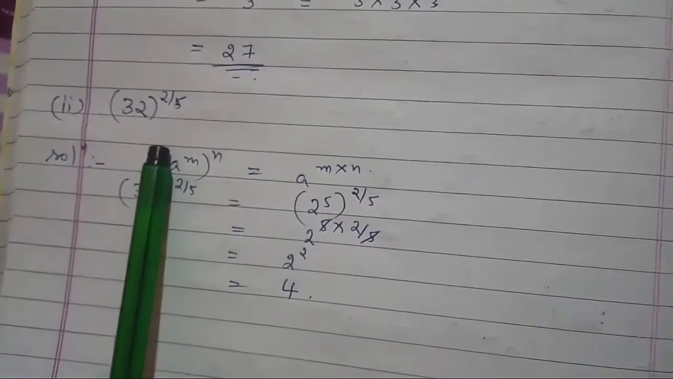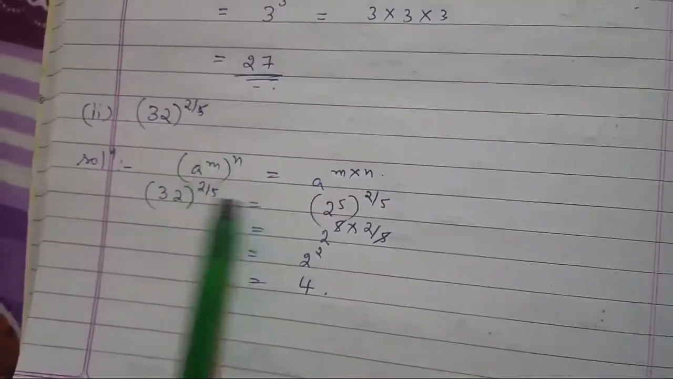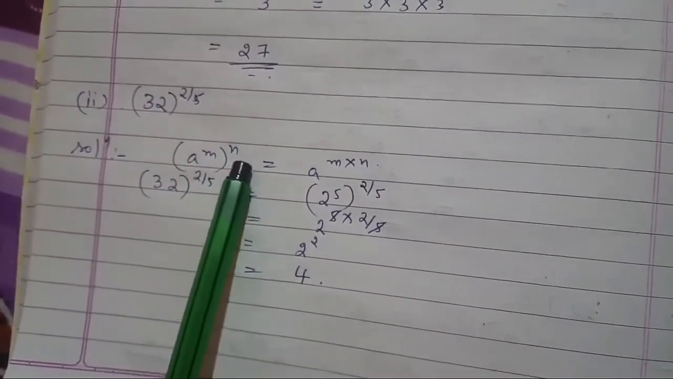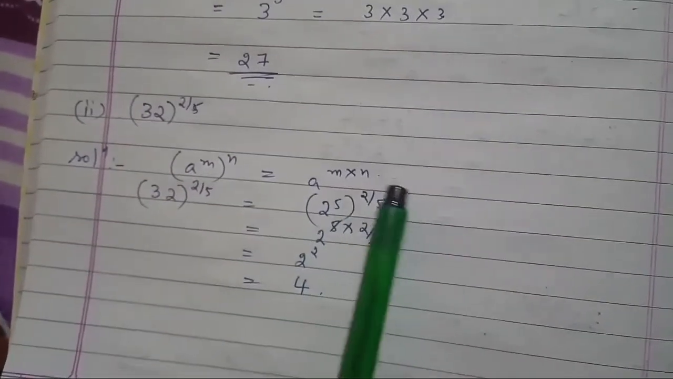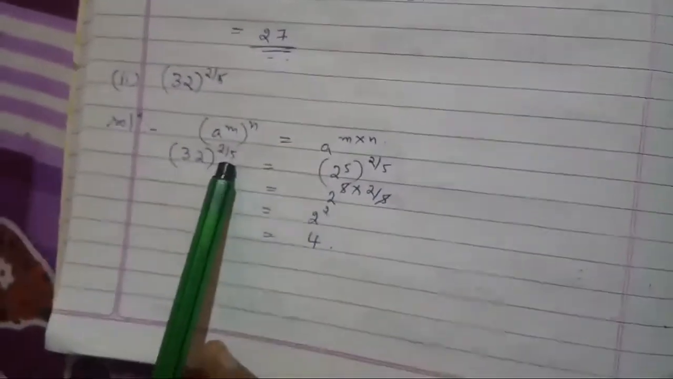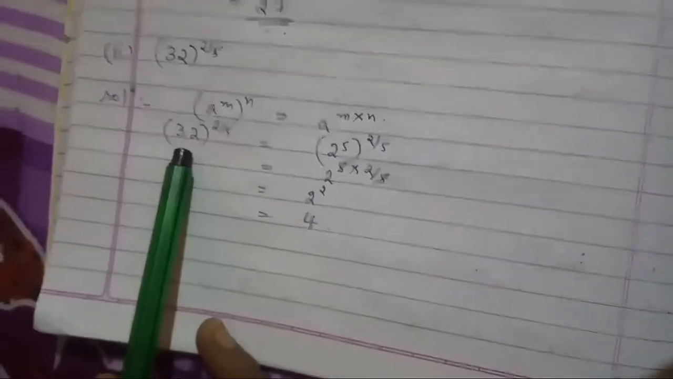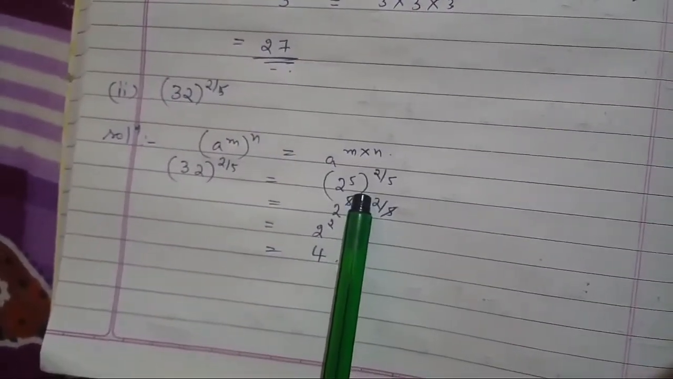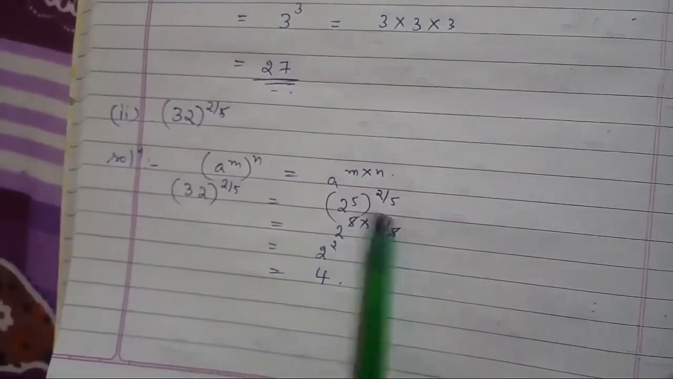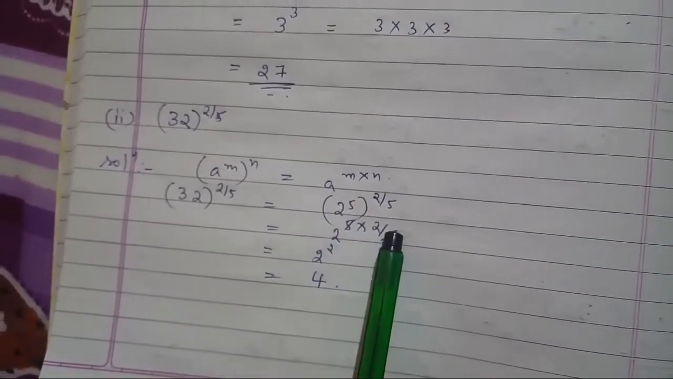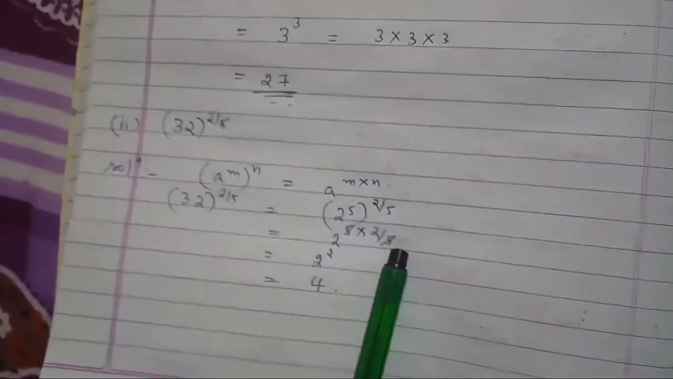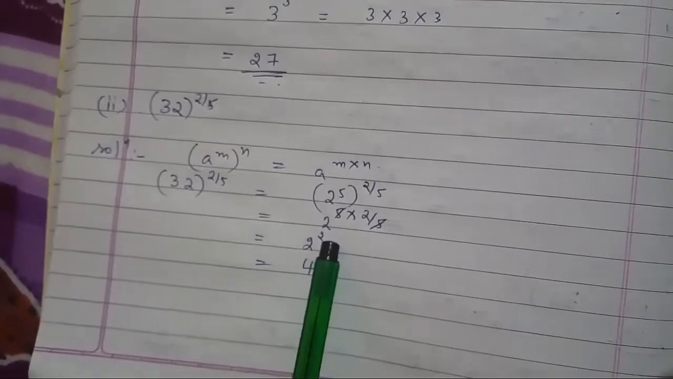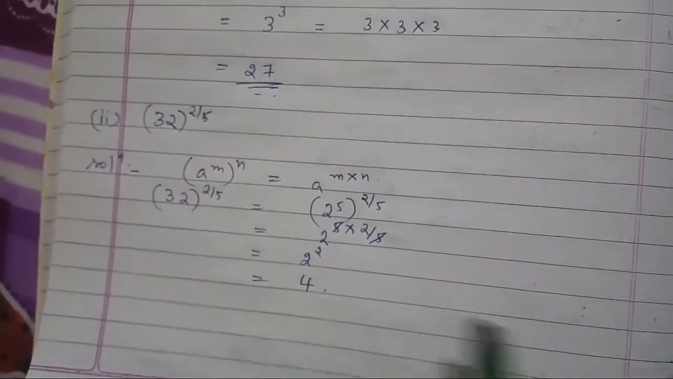Second problem, 32 to the power 2 by 5. Here it is in the form of (a power m) whole to the power n, that is equal to a power m into n. 32 whole to the power 2 by 5. Here 32 can be written as 2 power 5, that is 2 power 5 is equal to 32. Multiply 5 into 2 by 5, the 5 gets cancelled. We remain with 2, that is 2 square, that is equal to 4.